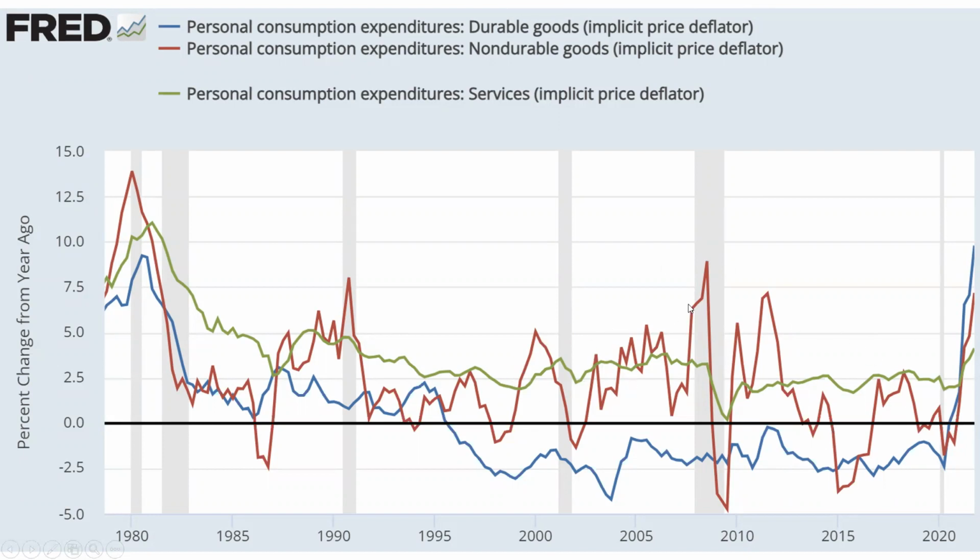And non-durable goods have been a lot more volatile. But what happened during the pandemic is that people started buying a lot of durable goods because they were stuck at home, and that started spiking. And so no one was too surprised that durable goods inflation went up.